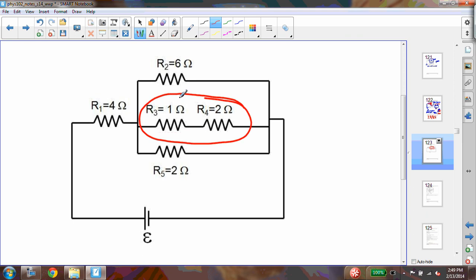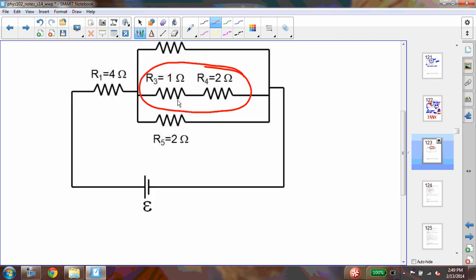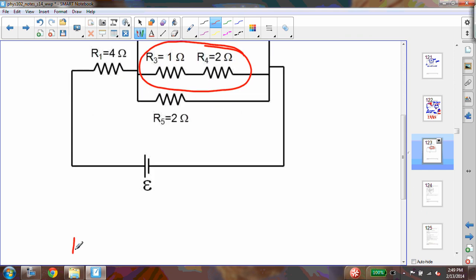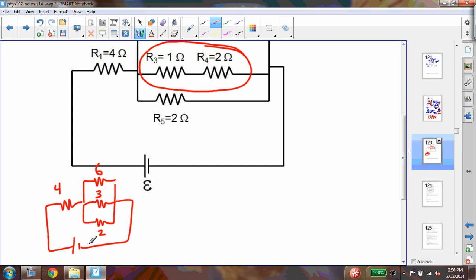Notice those are two resistors in series. None of the other resistors are in either series or parallel in the simplest form, such as these. And so the resistance of those two is just going to be 1 plus 2. I have an EMF there. I have 4 ohms. I have 6 ohms up top. Now I have 3 ohms, and I have 2 ohms on the bottom. And then it goes back.